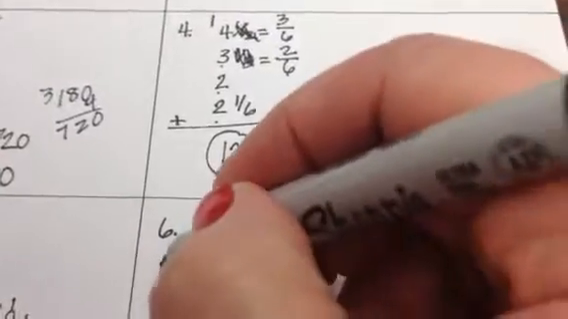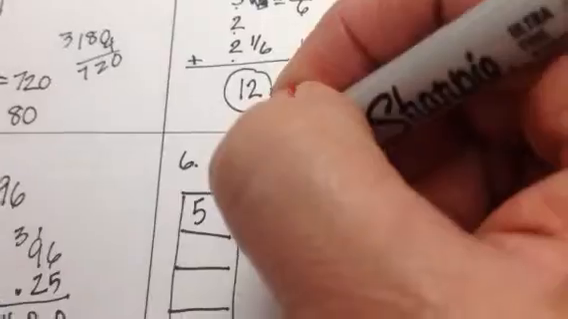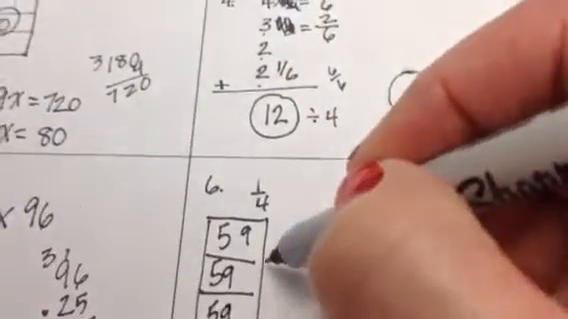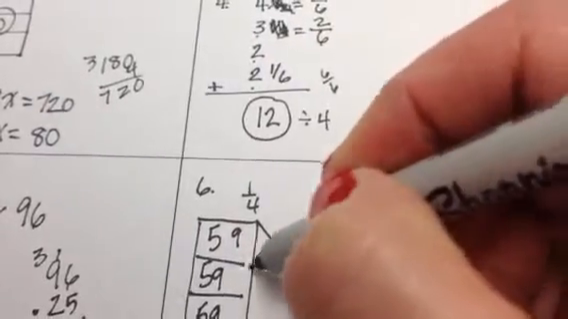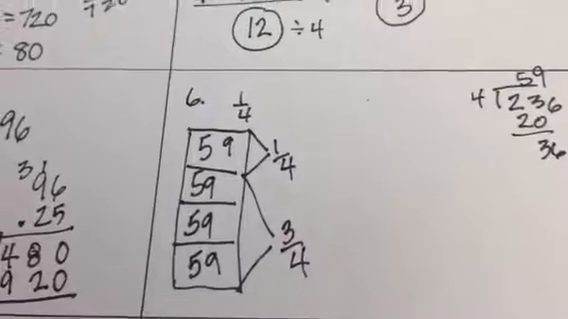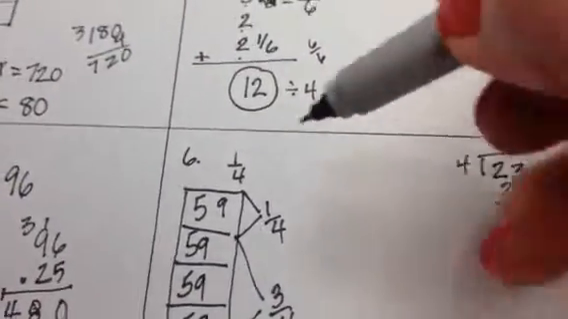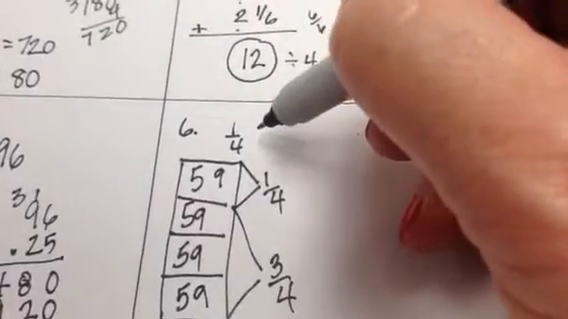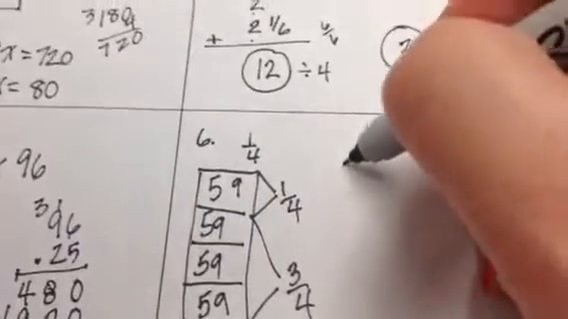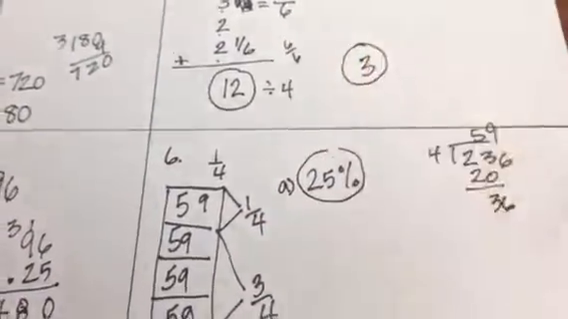So now I'm going to build my little box. I'm going to have 4 sections in it, and each section is going to have 59. Now I know he gave 1/4, so how many did he keep? 3/4, right? All right, so what percentage of his stamps did he give? Well, he gave 1/4. And what's a quarter worth in money? 25. So that's 25%. So A is 25%.